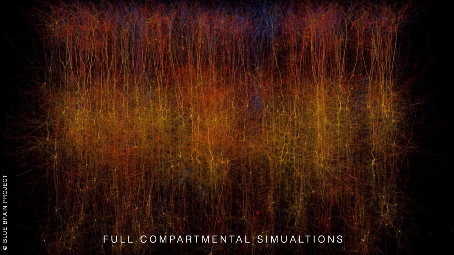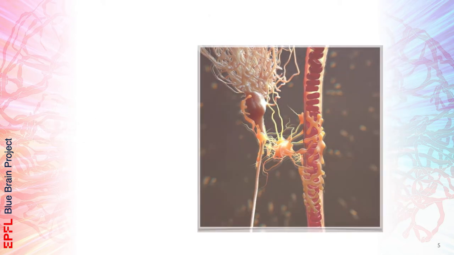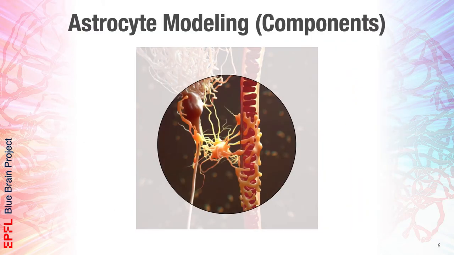The brain is consisting of other components, including blood vessels and also glial cells, and in this context, astrocytes. These three components form a functional unit, what's called the NGV ensemble. And this unit regulates the brain energy management, and it's quite essential for our brain to perform as it should be. The main focus will be given in this presentation to astrocytes.